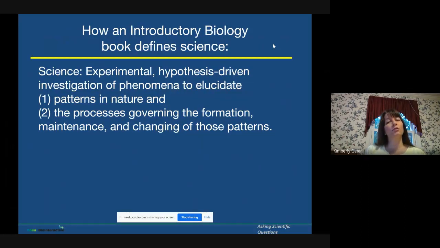One introductory biology book defined science as an experimental, hypothesis driven investigation of phenomena to elucidate patterns in nature and the processes governing the formation, maintenance, and changing of those patterns. So, in science, we want to look for these patterns, but as you see in this definition, we've got to have experiments. We've got to have hypotheses. We have to be able to do an investigation, and it's going to be in our natural world.